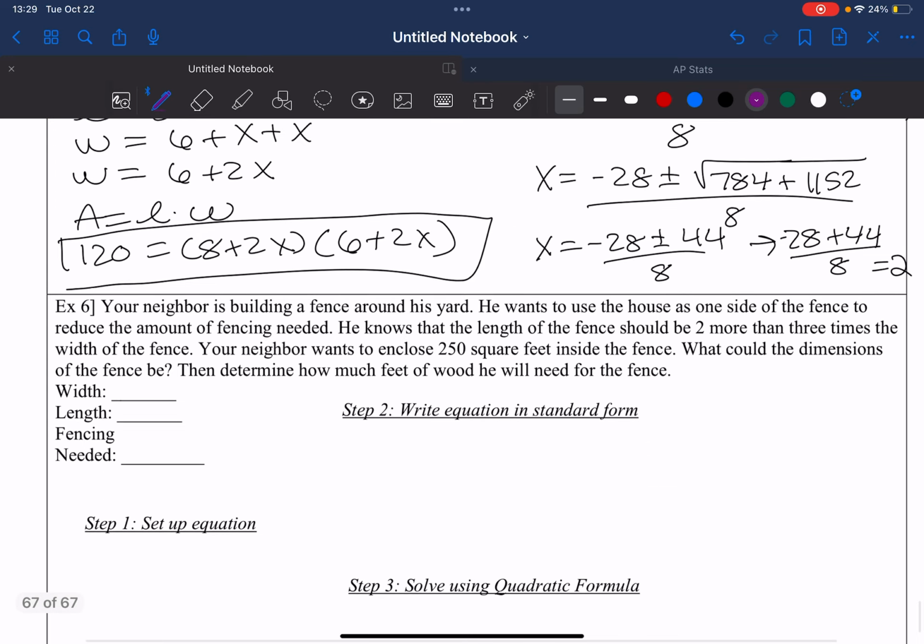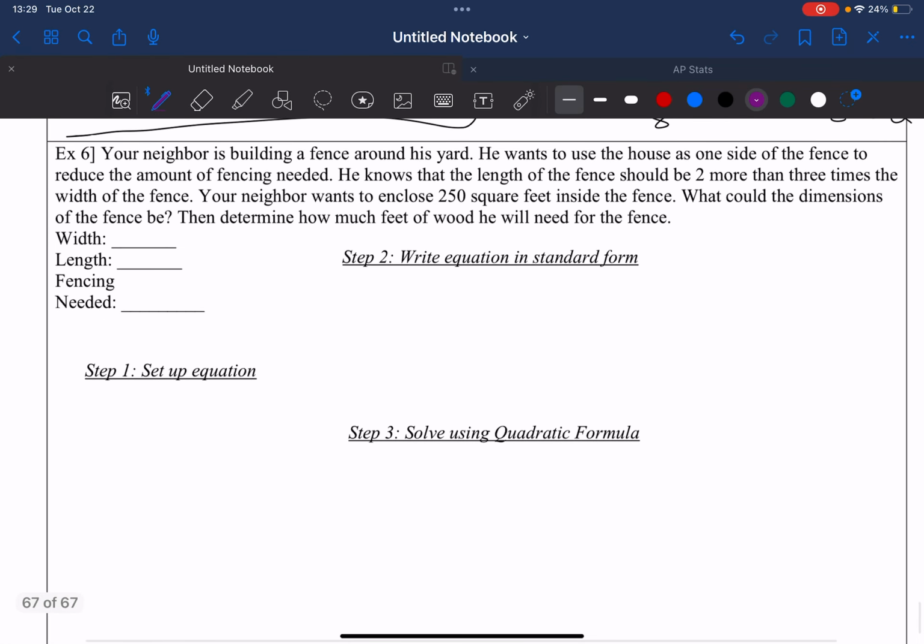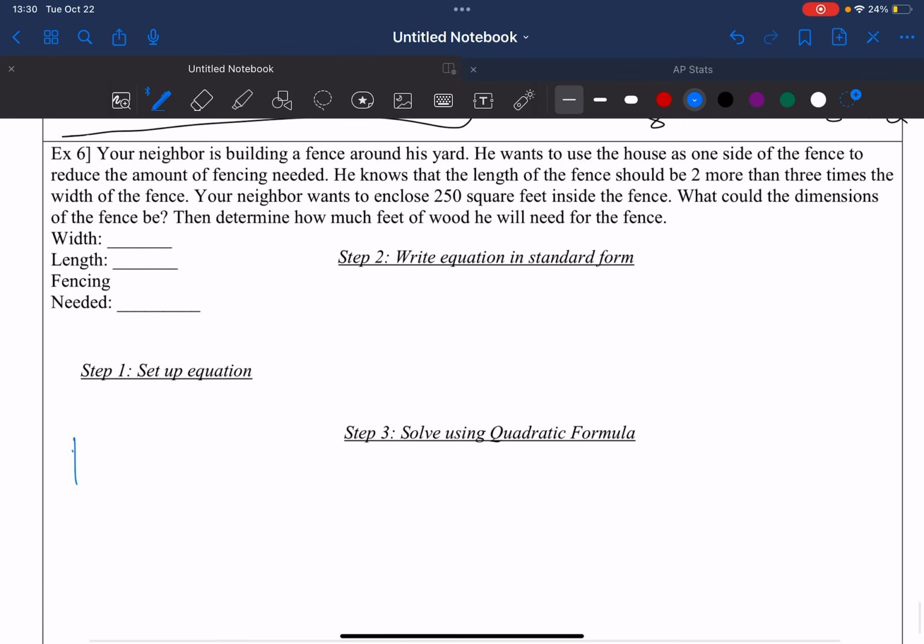Okay. And then lastly, number 6 says your neighbor is building a fence around his yard. He wants to use his house as one side of the fence to reduce the amount of fencing needed. So let's first draw our diagram in step 1. So here's my cute little house, here's my little windows, my door. I want to use one side of my house to enclose my yard. That way, instead of having 4 sides of a fence, I only need 3 sides of the fence.